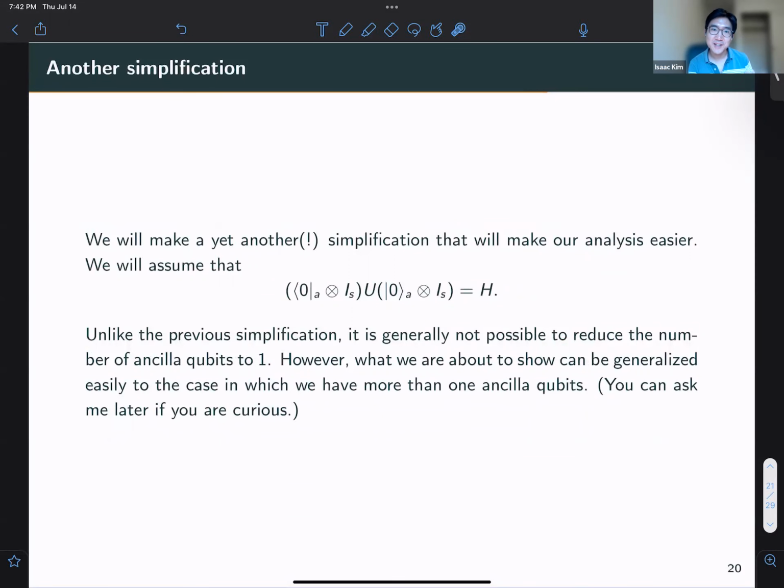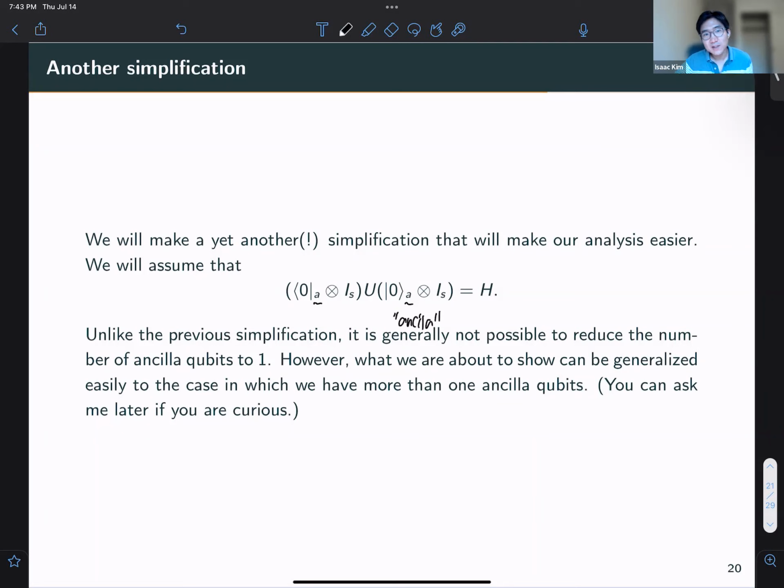And there will be another simplification that I'm going to make to make my analysis easier. I'm going to assume that the ancillary qubits, you can see that I wrote like A here, that means ancilla, the extra qubits that you need. I will assume that that number is 1. Again, this is not an issue.